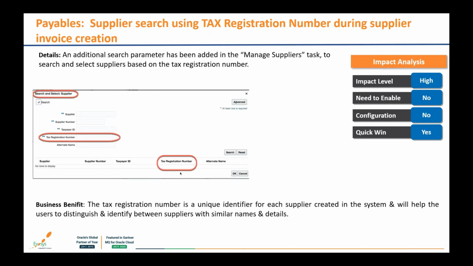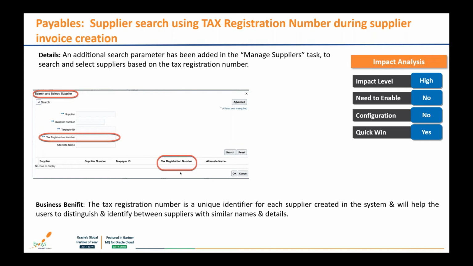Next feature is from the payables and the supplier master side, wherein the tax registration feature is now available for the invoice supplier search. So whenever I'm trying to create an invoice and want to search for a particular supplier, I can now search on the basis of the tax registration number. Now, we know in the UK, the tax registration number is one of the unique fields from which we identify whether the supplier exists in our system or not. And this is again helpful in identifying unique suppliers.